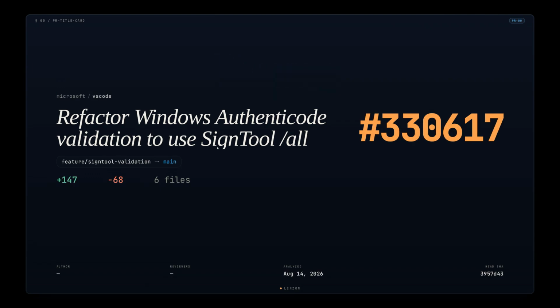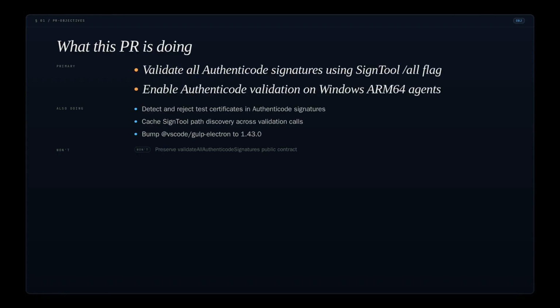Let's walk through pull request 330617 for VS Code. This PR refactors how Windows builds verify their Authenticode signatures, switching from PowerShell to SignTool with more thorough validation. We're chasing two primary goals here. First, we want to validate all Authenticode signatures using SignTool's all flag. Second, we need to enable this validation on Windows ARM64 agents.